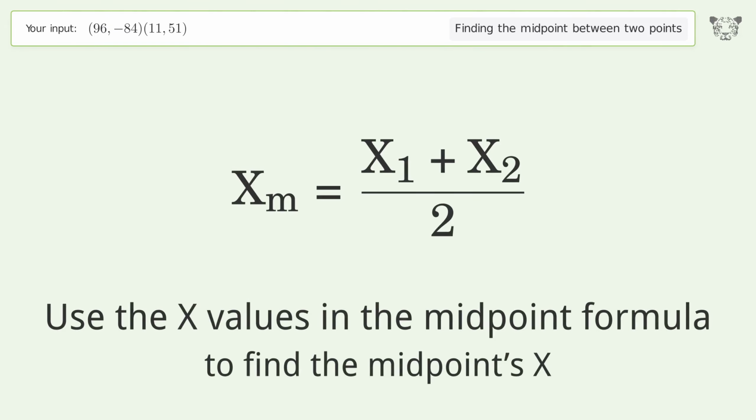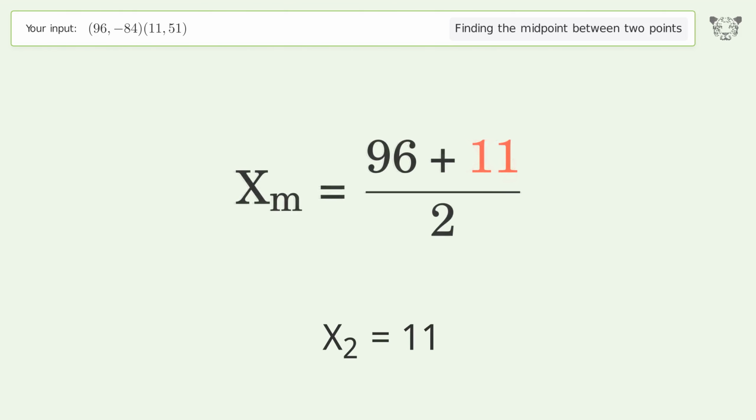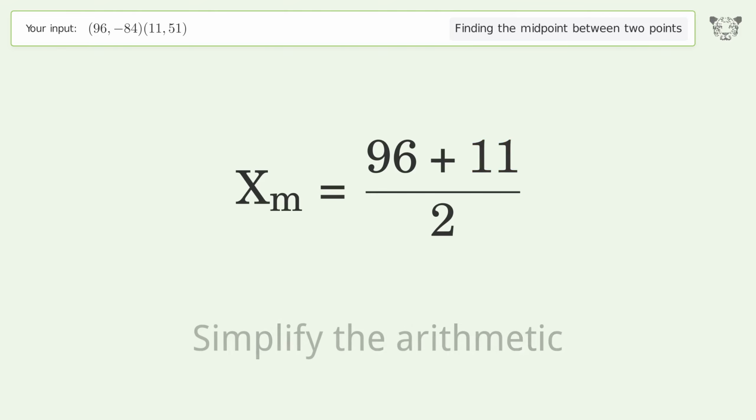Use the x values in the midpoint formula to find the midpoint's x. x1 equals 96. x2 equals 11. Simplify the arithmetic.